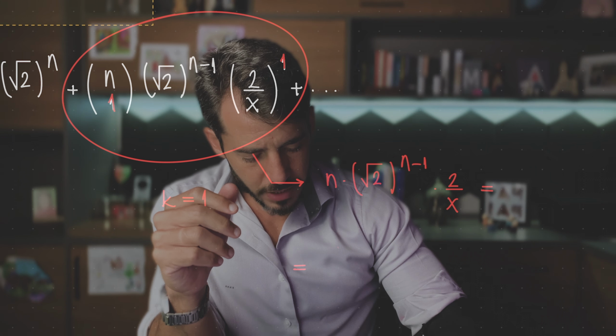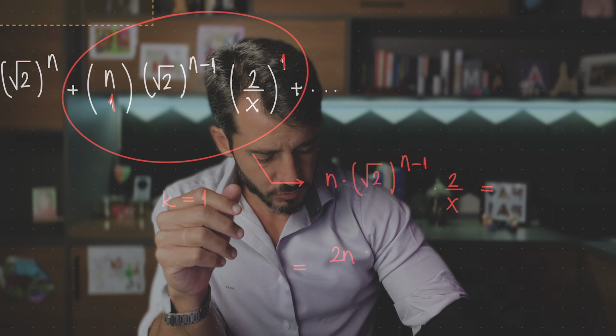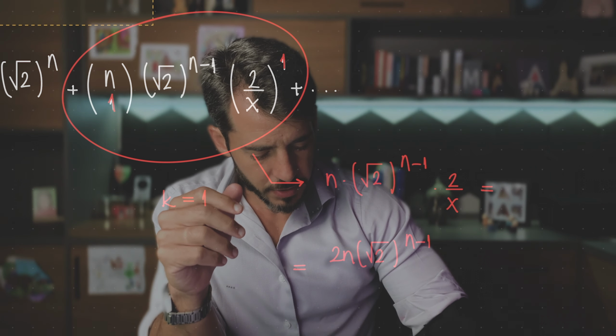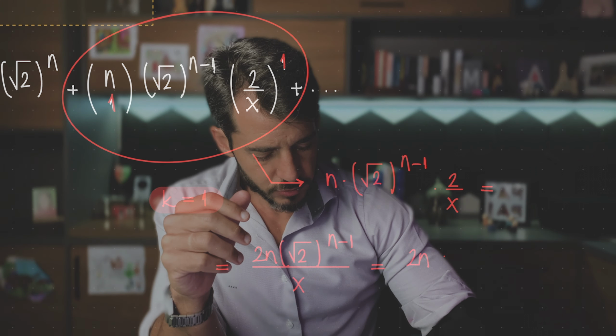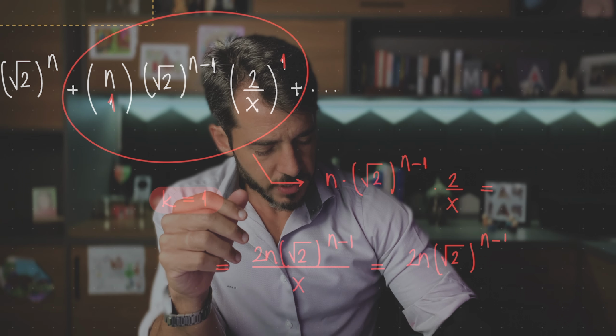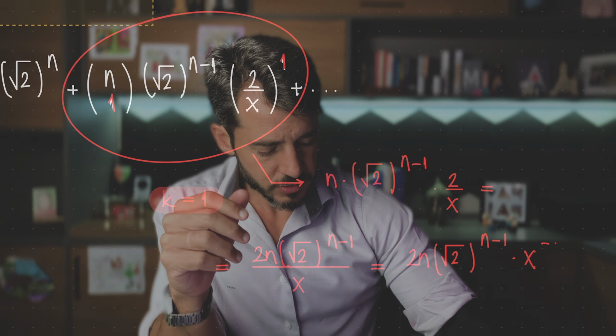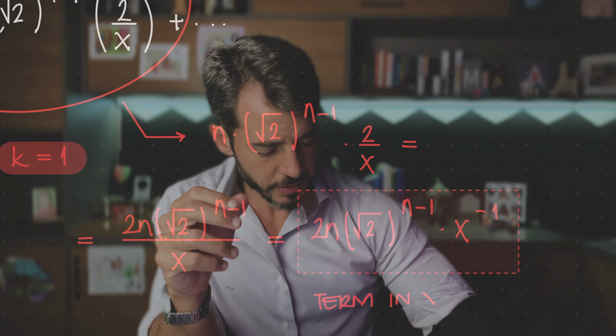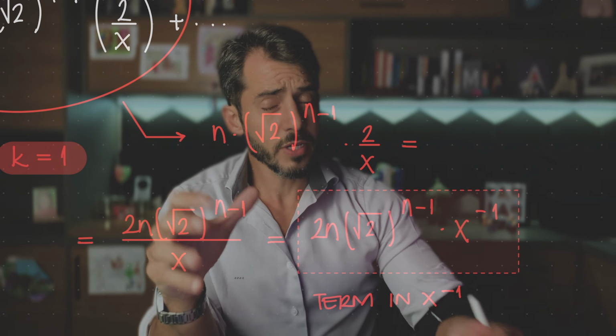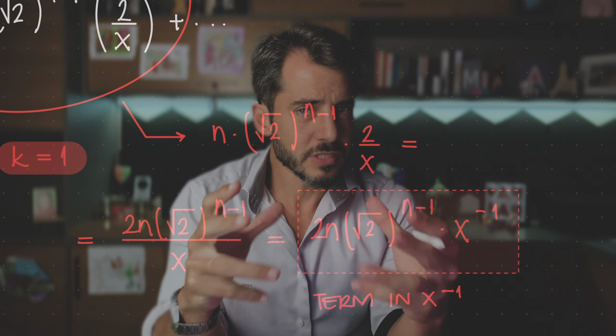Therefore, we can rewrite this as 2n root of 2 to the n minus 1 over x. Or, and this is the same thing, 2n root 2 to the n minus 1 times x to the negative 1. So this is the term in x to the negative 1. Now, how can we find the term in x to the negative 5?